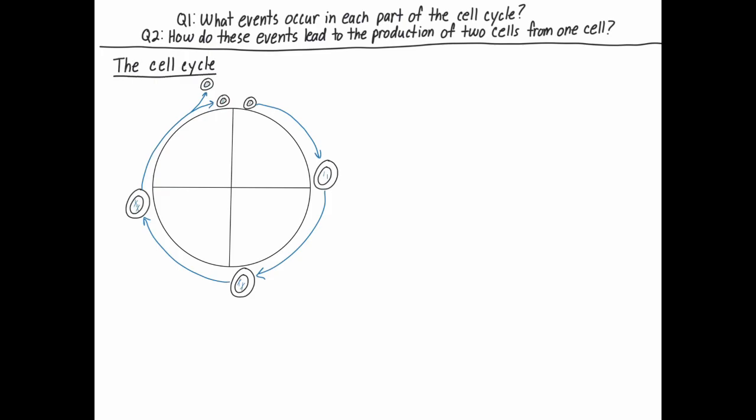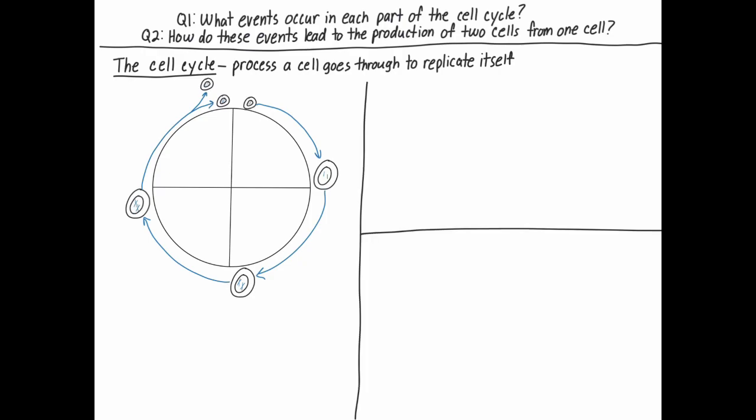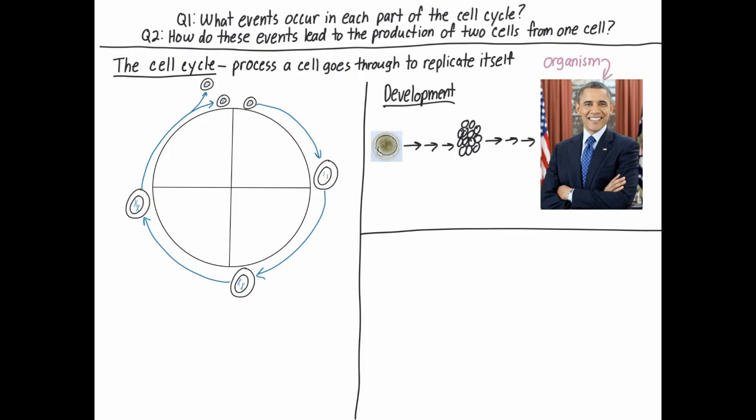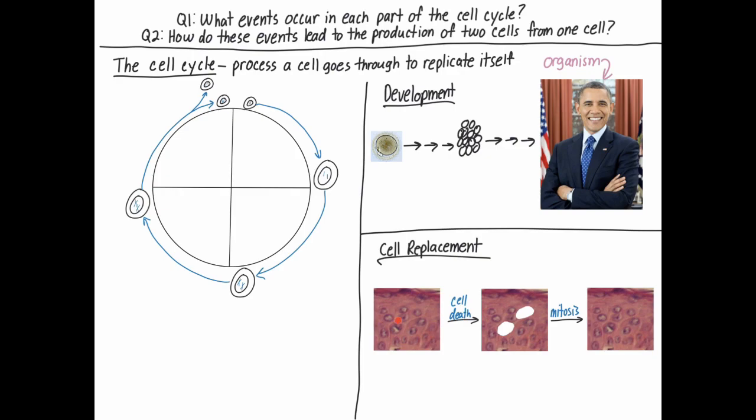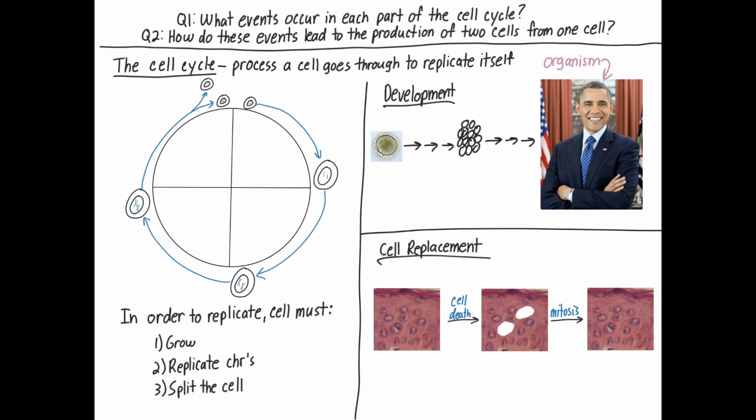The cell cycle of a cell is the process a cell goes through to replicate itself. As we saw in Module 1 of this chapter, cell replication is important for the development of an organism and for the replacement of cells. In order for a cell to replicate itself, it must grow, replicate the chromosomes, and physically split the cell. The cell cycle is a cycle and not a linear pathway because cells can go through it over and over, producing many cells over time.